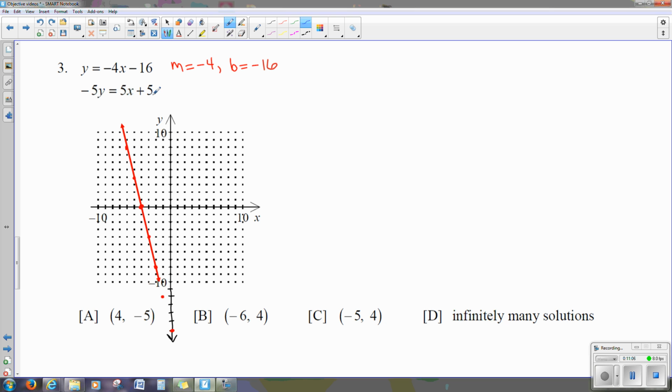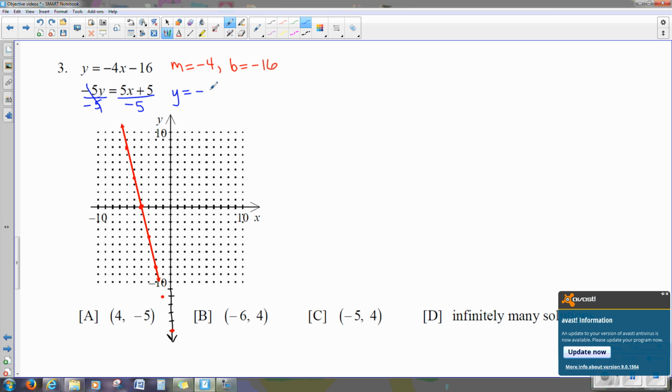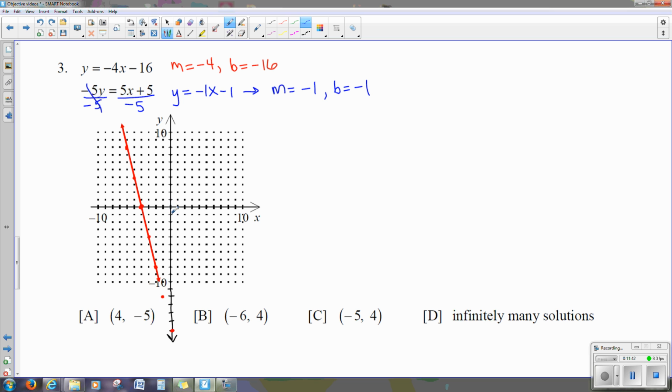In this equation, I see a whole lot of 5s. Solving for y means I'm going to divide everything by -5. So that'll give me y equals 5 over -5 is -1x. And 5 over -5 is -1. So we have a slope of -1 and a y-intercept of -1. All right, here's my y-intercept.